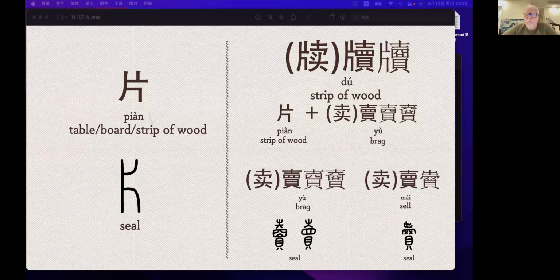So if you see it in the word du, it doesn't have anything to do with sell. It's a phonetic. And if you look at the ancient character, it was written differently than mai, to sell. The character for to sell, we can explain it logically, but the character for to brag is not so easy to explain.